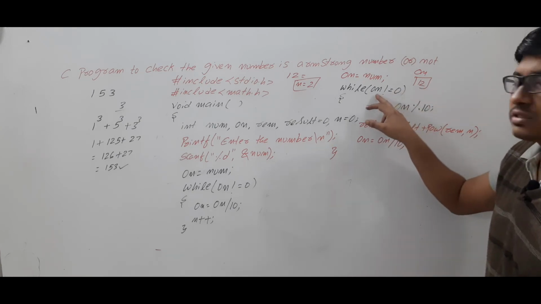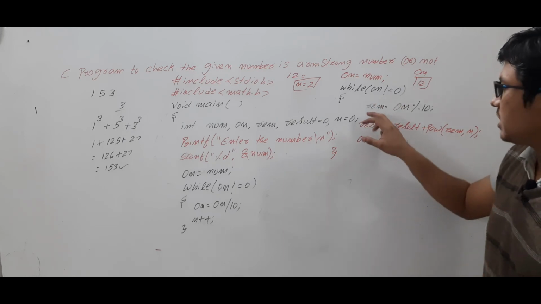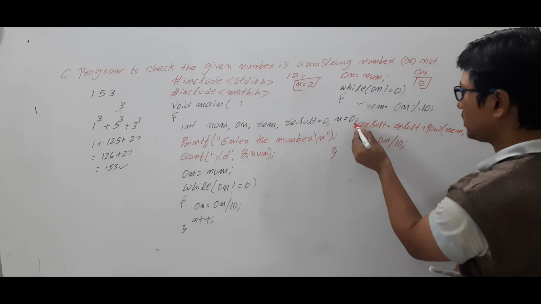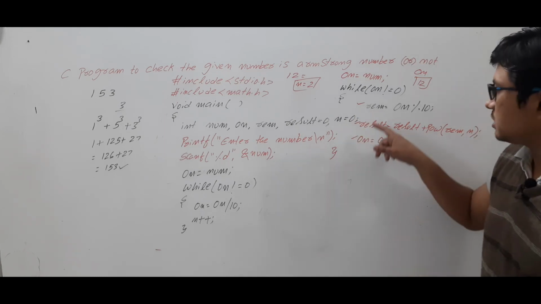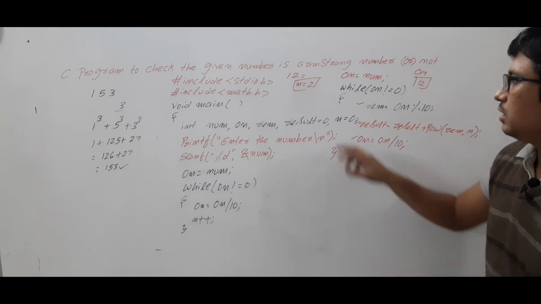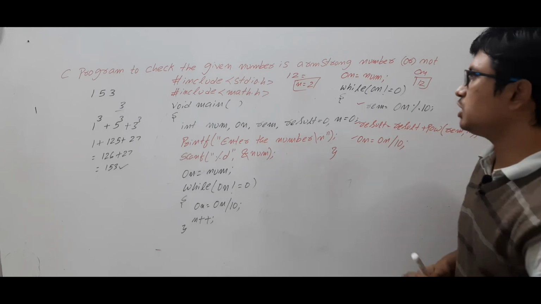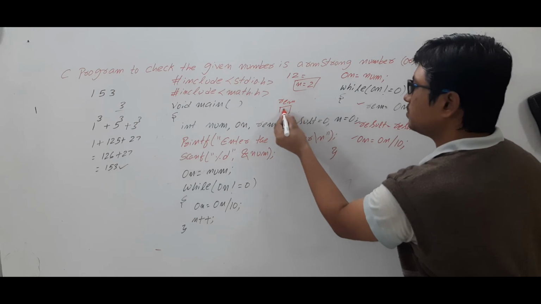Currently on consists of 12. 12 is not equal to 0, so the condition is true. If the condition is true, what are the statements? These three statements will be executed. What is the first statement? Remainder is equal to on modulus 10. on consists of 12, 12 modulus 10 is equal to 2. So the remainder consists of value 2.